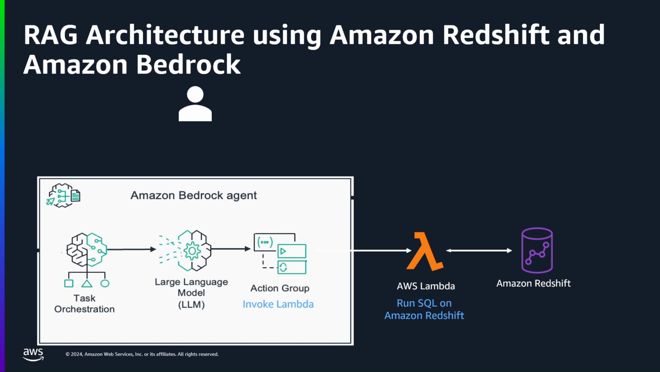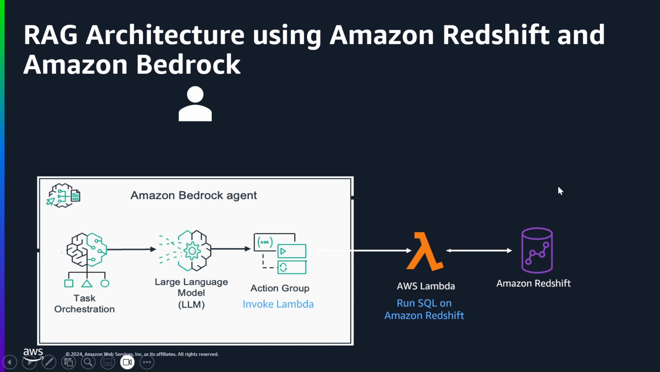Let's take a look at the architecture that powers this chatbot. This solution uses Amazon Bedrock agents with action groups that trigger Lambda functions, which in turn query Redshift. Here is how it works.